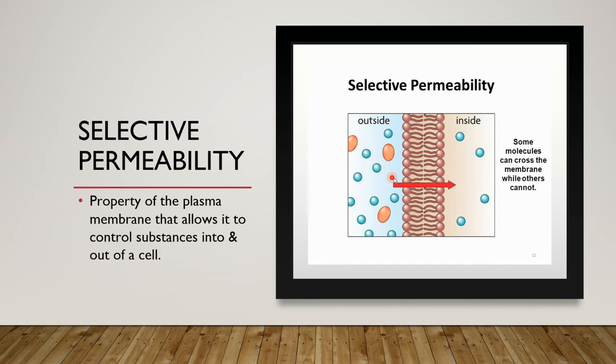As we continue further, we'll see that there are, in fact, proteins that are embedded called channel proteins as well as carrier proteins, which will help these larger molecules pass through. So just know that the term selective permeability means it's selectively permeable. It only allows certain molecules through and others cannot pass.